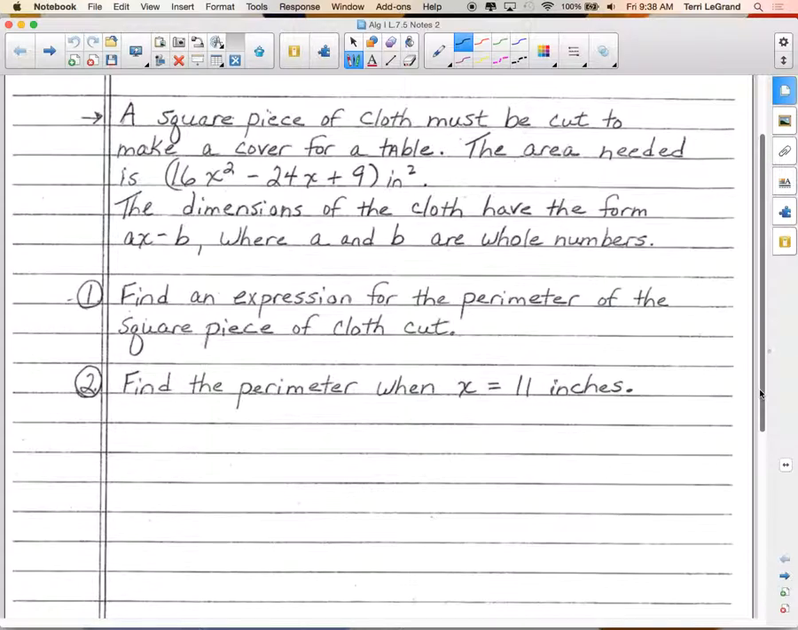So we have a square piece of cloth that must be cut to make a cover for a table. The area needed is the polynomial 16x squared minus 24x plus 9 inches squared. Okay, well that's area. How do you find the area of a square? Length times width. What do we know about a square's length and width? They are the same. So it kind of sounds to me like if we're already given the area, we are given the product, we need the what? Square. We need the length and the width, and then we just decided they're the same.